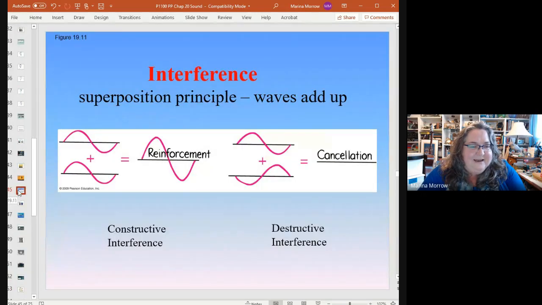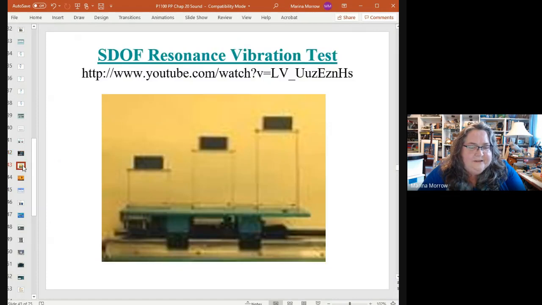All right, and so there is another video to watch, which is also linked in your module, and that shows these 3 pretend buildings. So you've got a short one, a tall one, and a medium-sized building. And they're on what's called a shake table. So this table shakes back and forth, and these are used in physics classes, but they're also used to test building models for earthquake proofness.